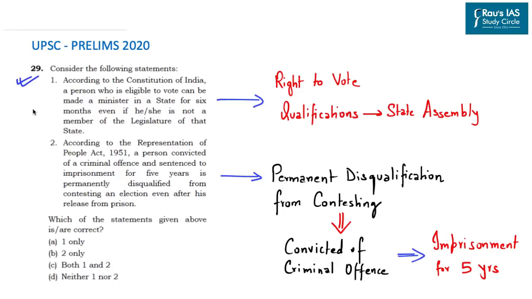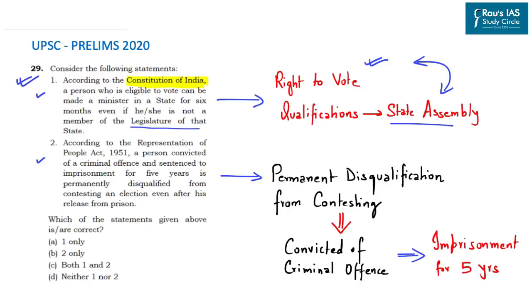Now to answer this particular question, you need to have clarity of a number of concepts, and these concepts are very different with respect to statement 1 and statement 2. In statement 1, you need to be aware about the age regarding the right to vote and also the minimum age for qualification for the state assembly. In this regard, this particular statement has combined both these pieces of information. So let's go through the statement. It says, according to the Constitution of India, a person who is eligible to vote can be made a minister in a state for 6 months even if he or she is not a member of the legislature of that state.